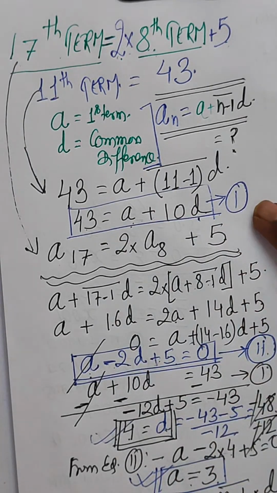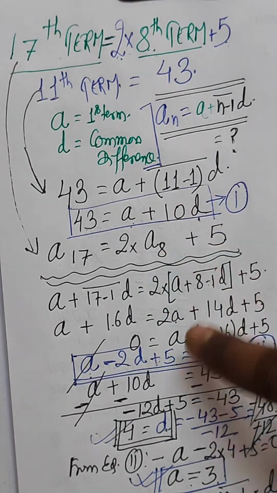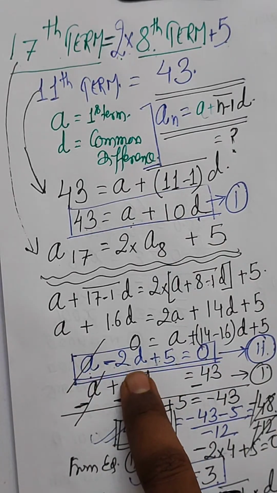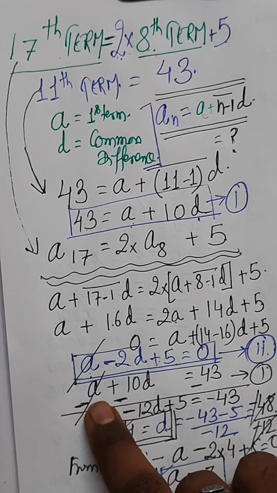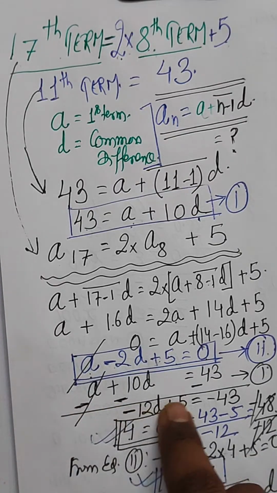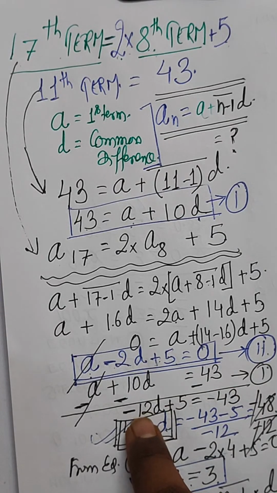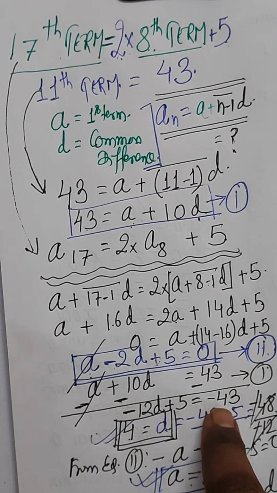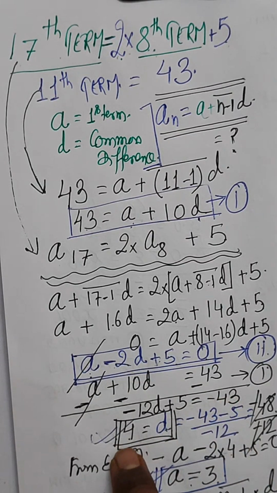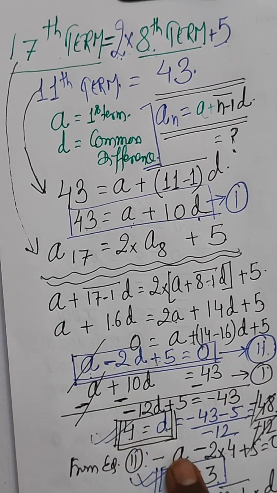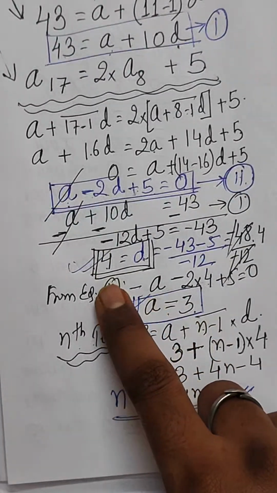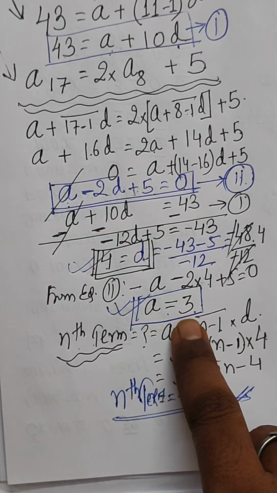So we have two equations, number 1 and number 2. You can see for both equations we have two variables, a and d. Now what we did, we eliminated one of the variables by subtracting equation number 1 from equation number 2, and we are left with only one variable, that is minus 12d plus 5 equal to minus 43. This gives us the value of d as 4, and putting this value into equation number 2, we get the value of a, the other variable.